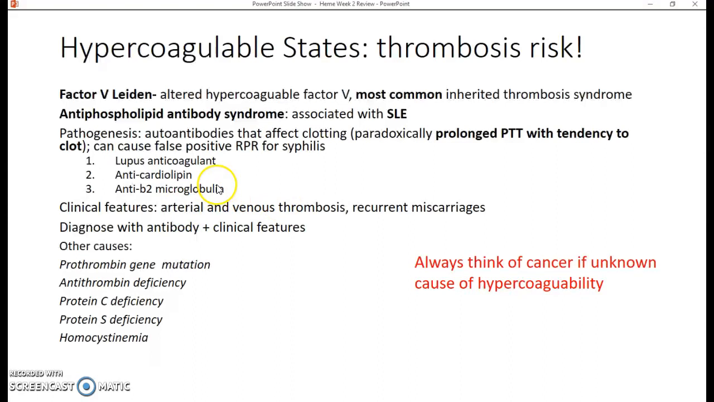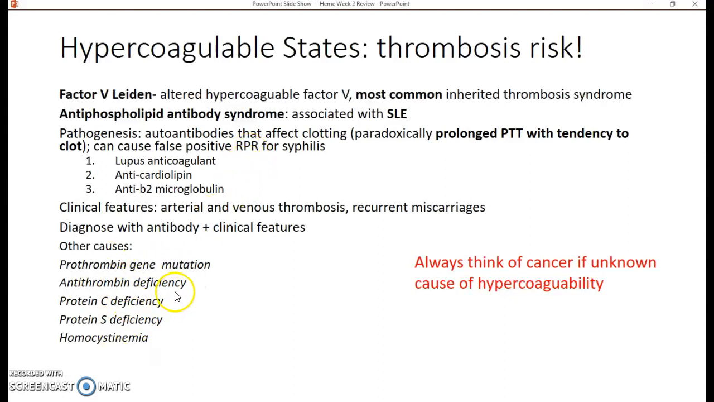Although it's associated with thrombosis and not bleeding, the test shows a prolonged PTT. So you're going to look at the labs, and it's going to be someone who's had recurrent strokes or DVTs or something like that, and it's not going to make any sense because they have a prolonged PTT. But it's because they have these autoantibodies that affect the lab. So these are the autoantibodies that you can have: lupus anticoagulant and anticardiolipin, which can cause a falsely positive RPR as well.